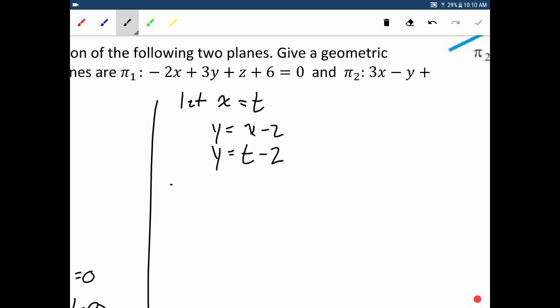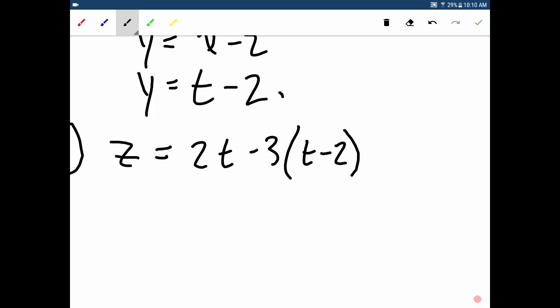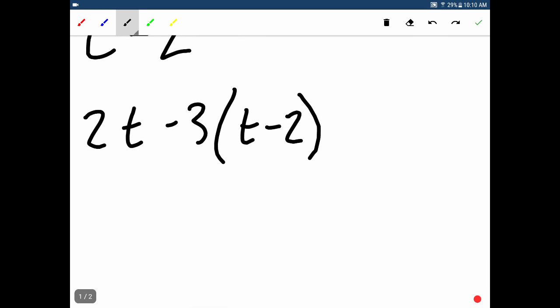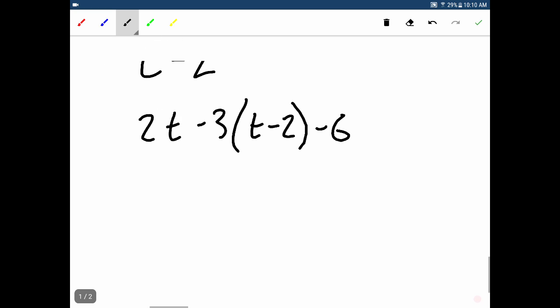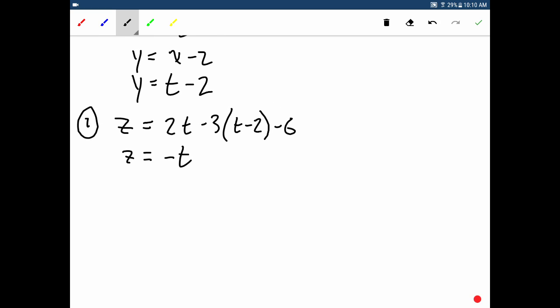If we go back to equation 1, where we had z isolated, we can replace the x with a t, and we can replace the y with t minus 2, minus 6. If I expand that and collect like terms, I get that z equals negative t. So what I have now is all three variables in terms of t.